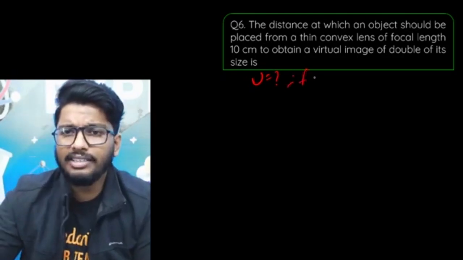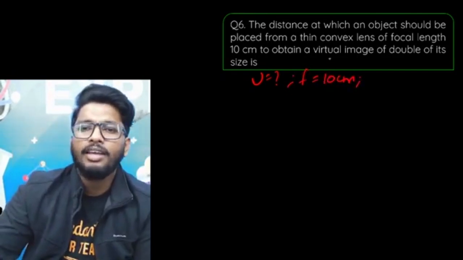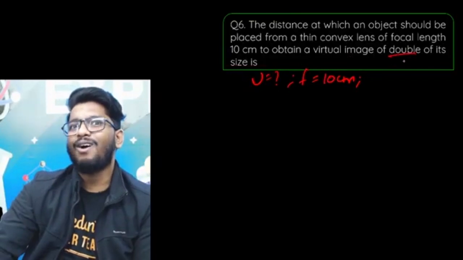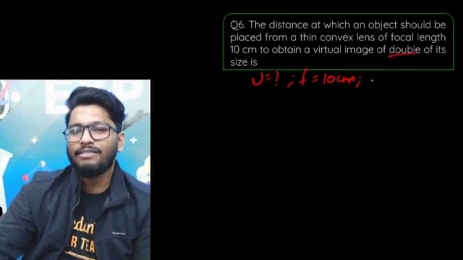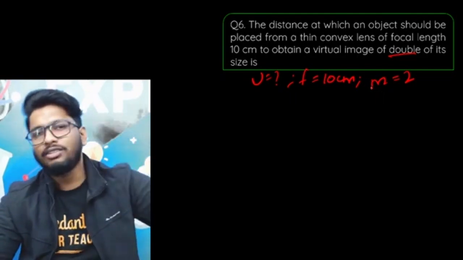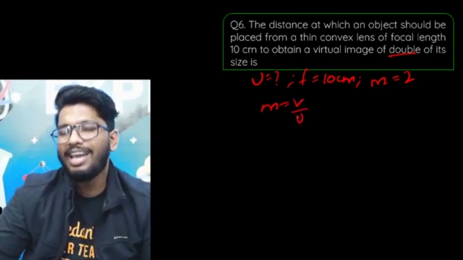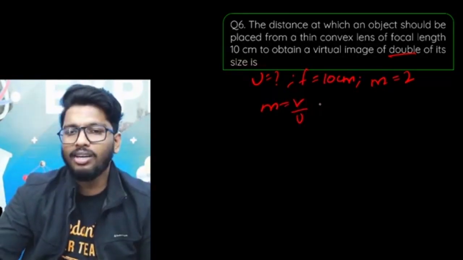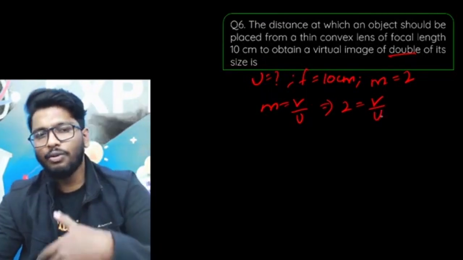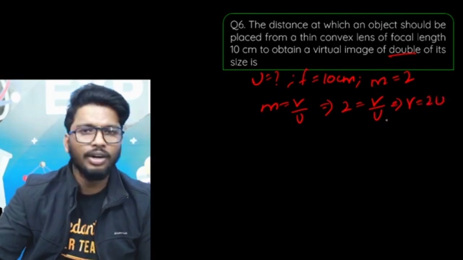The focal length of a convex lens is taken as 10 centimeters, so it's going to be plus 10 centimeters itself. Now, you're supposed to obtain a virtual image double the size of the object. So they've given that m is equal to 2 because magnification is 2. It's double the size of the object. If you remember the formula, m is equal to v by u is one of the formulas that you have. So m is 2. 2 is equal to v by u. You do not know u. You do not know v as well. So solve the equation for v. V is equal to 2u.